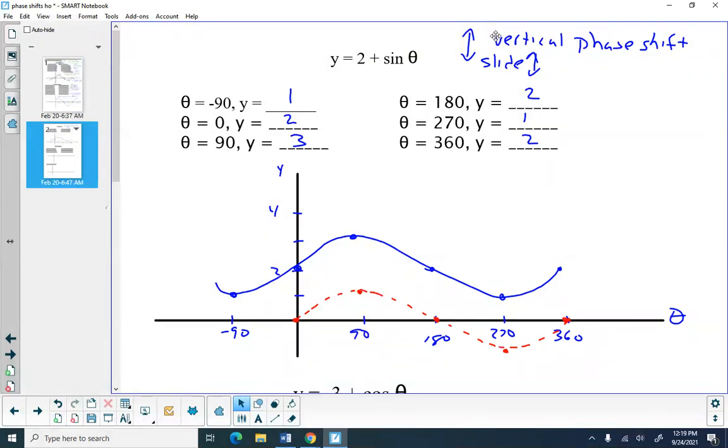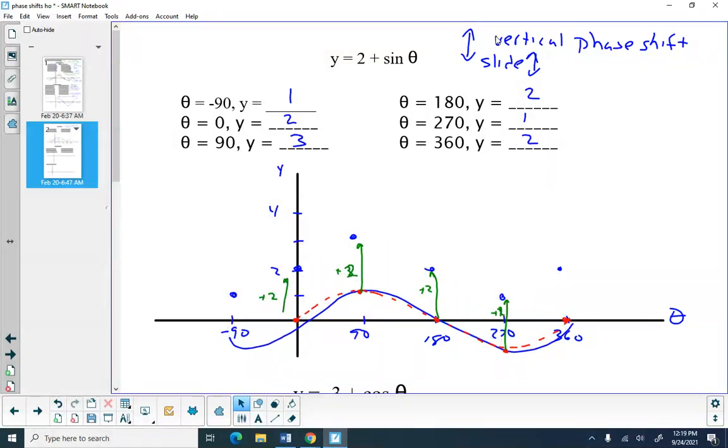Well, rather than being at 0, we're up at 2. Rather than being at 1, we're up at 3. Rather than being 0, we're up at 2. Rather than being at negative 1, we're up at 1. So in each one of these points, we have slid our graph. This is our sine curve. We have slid our graph up 2 positions. This is what is called a vertical phase shift.